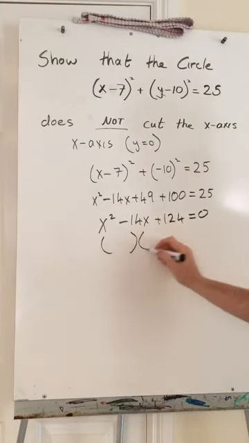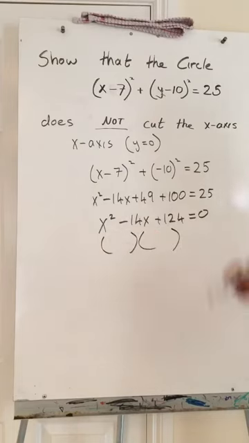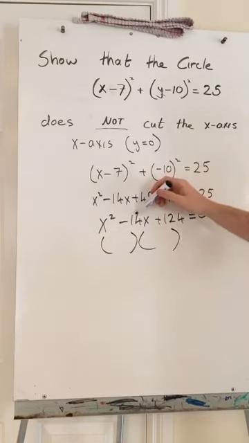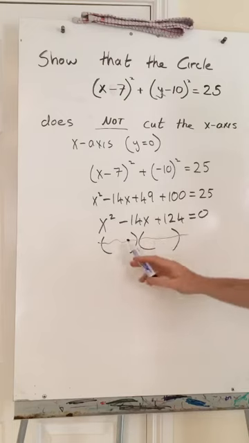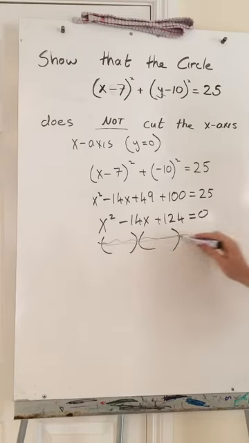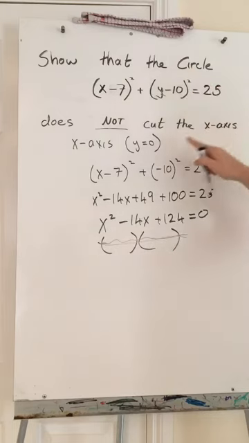What we would usually do is try and solve it. You're looking for two numbers that will multiply to give you 124 but will add or take away to give you 14. You're not going to be able to do that. Because you can't do that, it means that there are no answers, and this circle does not cut the x-axis. Okay, but I'm just going to do a little bit of revision here.